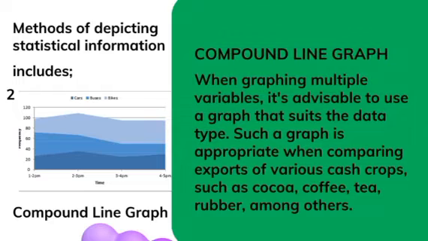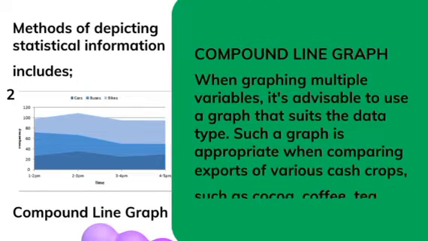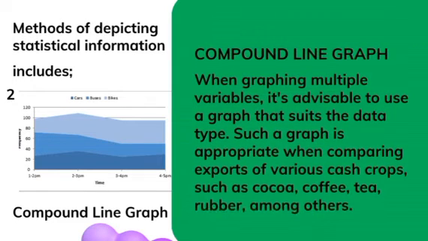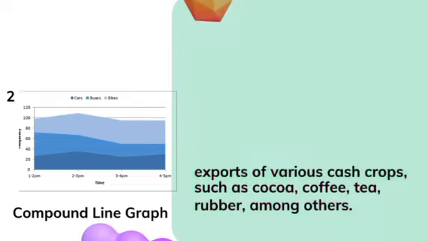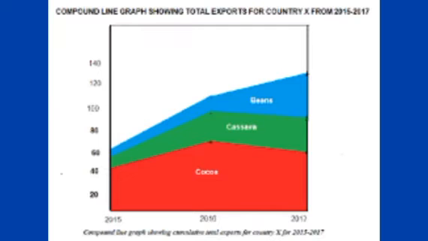Now, the other method, we have compound line graph. When we talk about compound line graph, it is used to show multiple variables on a graph, and it becomes compound when it's more than one line on the curve. For example, when you are depicting variables that are similar but are more than one, a compound line graph is used. Like we have here, exportation of cocoa, cassava, and beans.